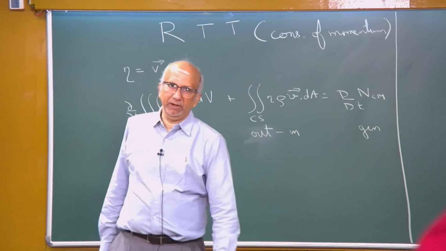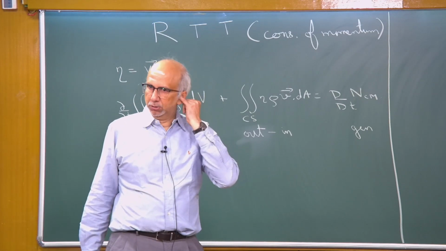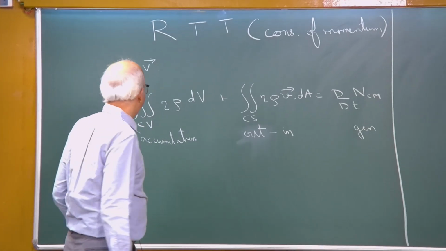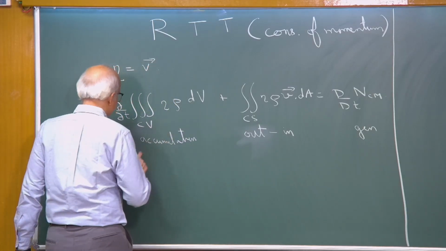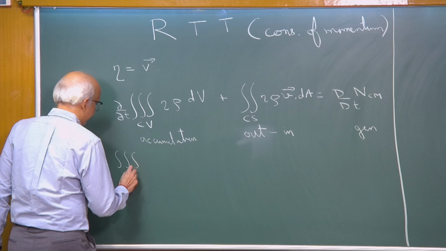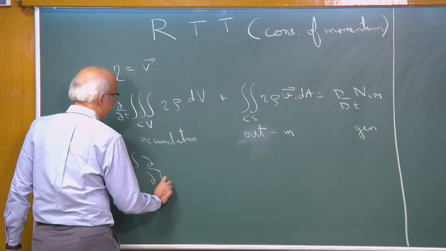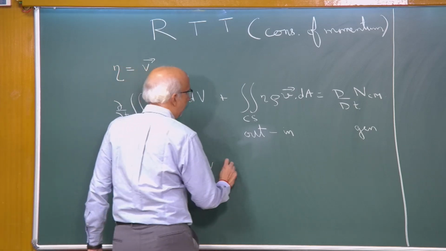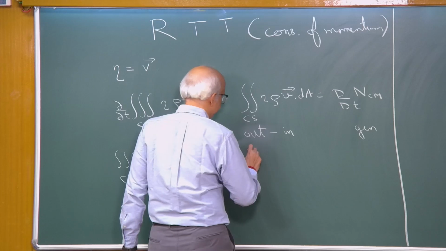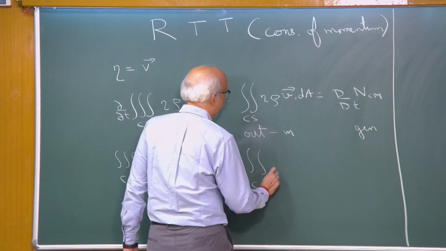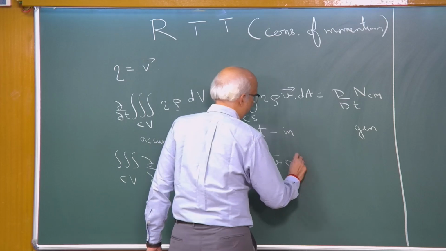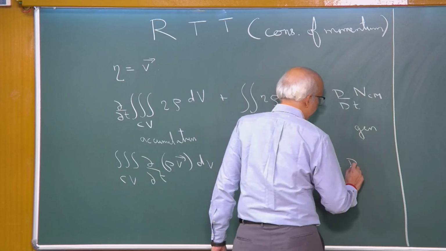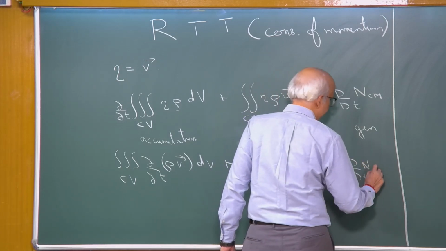So, all we have to do is put eta as equal to velocity, the velocity vector, because that is my specific property. Okay. And I can pull this derivative inside. I get d by dt of rho v dV plus this guy here is integral over the control surface of v rho v dot dA equals d by dt of N_CM.